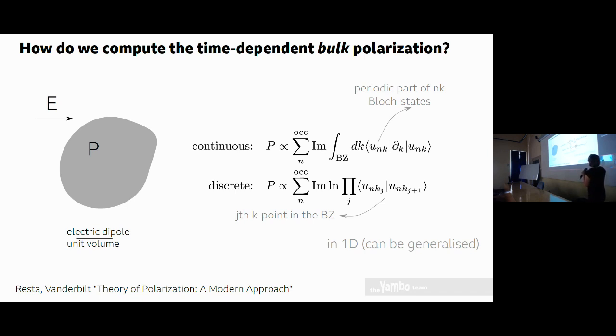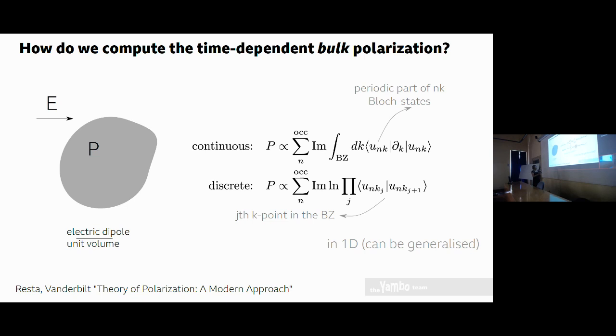Basically they just take the results from a DFT calculation. These are the periodic parts of the Kohn-Sham states that you get, for example, from a DFT calculation. Then they calculate this Berry phase connection. They integrate over the whole Brillouin zone and sum over all occupied states. And okay, they take the imaginary part.